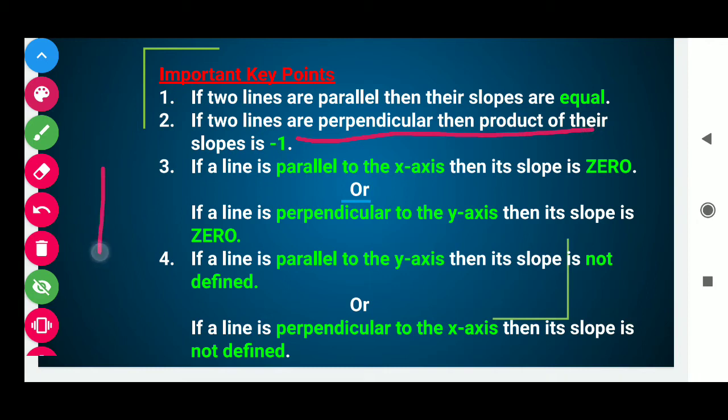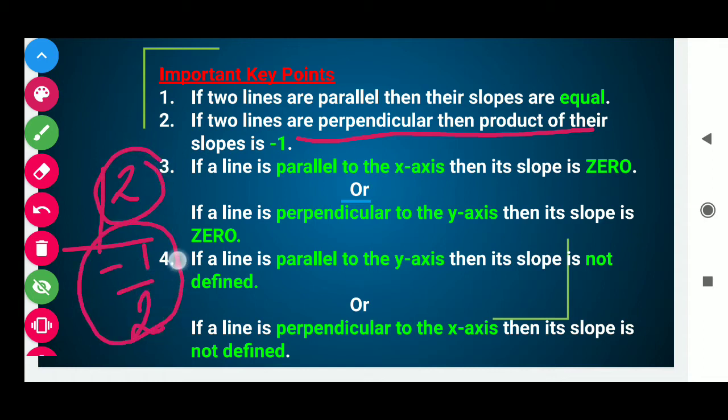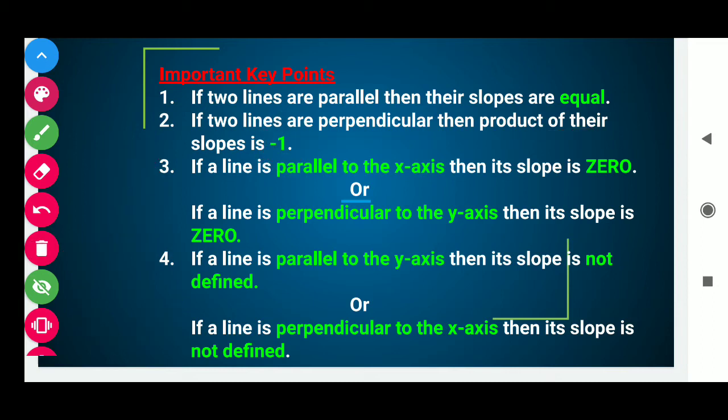Students, suppose two lines are perpendicular and the slope of the first line is 2 and the slope of the second line is -1/2. If we take the product of these two numbers, we get the result -1. So students, in this way we can see that if two lines are perpendicular, then the product of their slopes is -1. And here we have the third point.